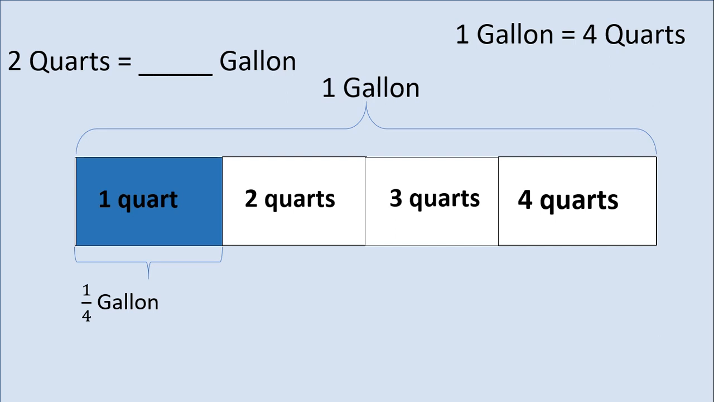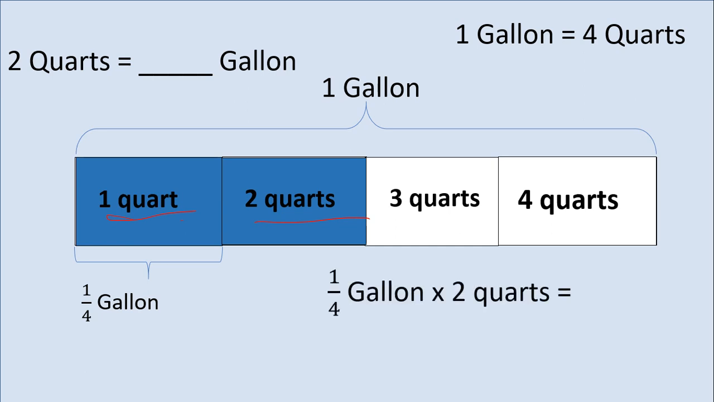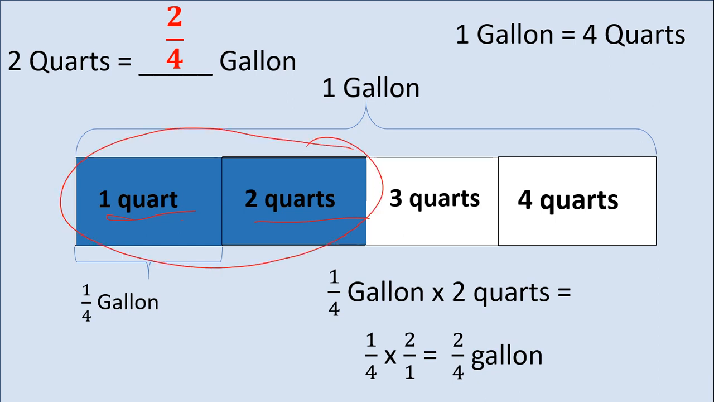But we don't want to know for 1 quart, we want to know for 2 quarts. So here, this is 1/4 of a gallon, and 1/4 of a gallon, and 2/4 of a gallon. Or we can multiply 1/4 times 2 quarts. 1/4 times 2 over 1 is the same as 2/4 gallons. So 2 quarts is equal to 2/4 gallons. And look, this makes sense because 2/4 is equal to 1/2, and half of our tape diagram is shaded in.